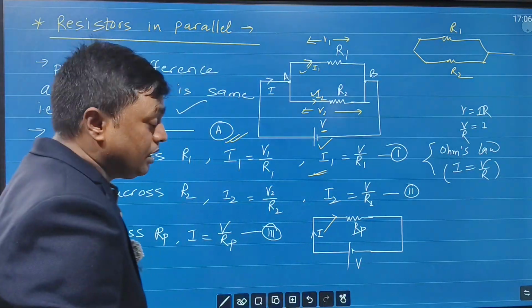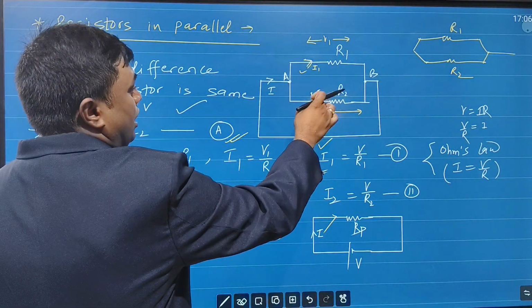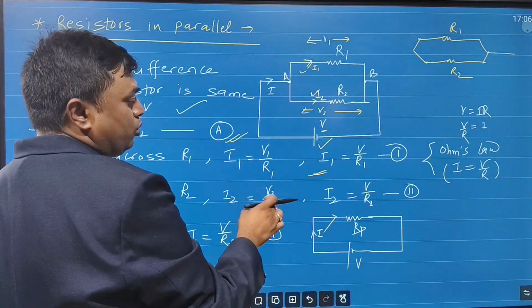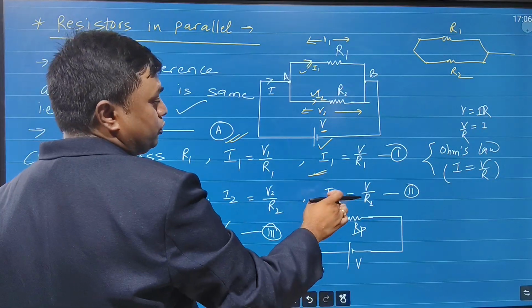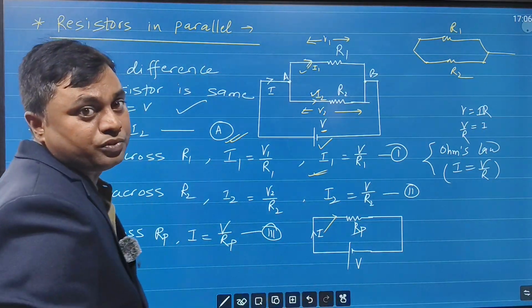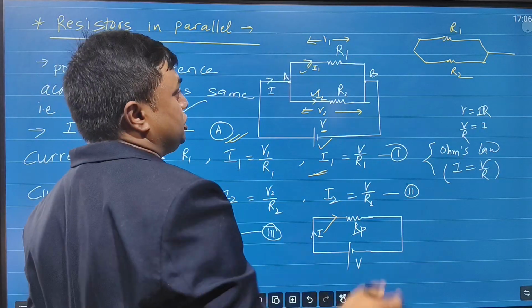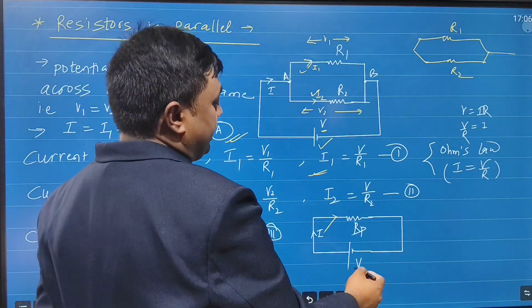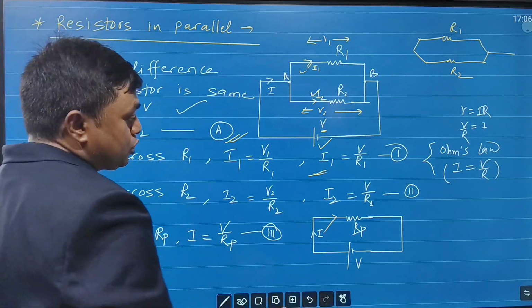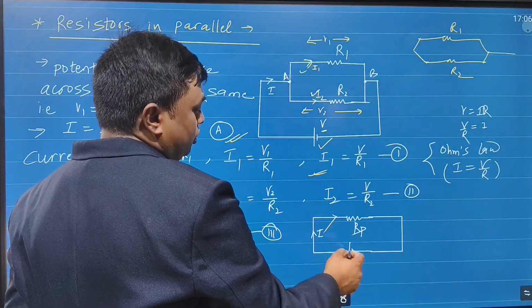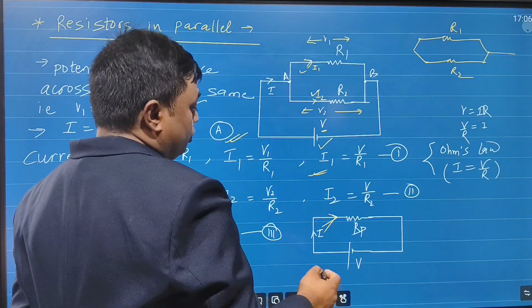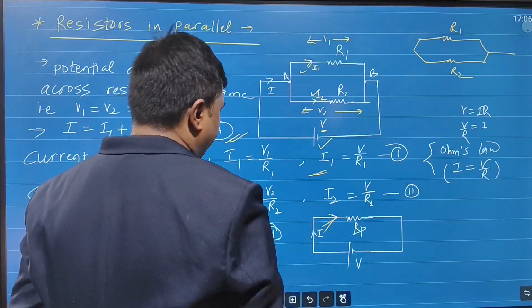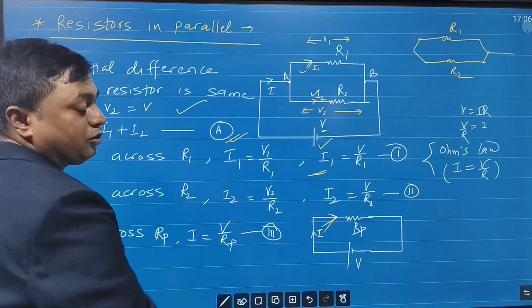Yes. Similarly, what is the current through R2? I2. I2 is equal to V2 by R2. Yes or no? V2 is nothing but V. So I2 is V by R2. Now I am going to remove these two resistors. I want the equivalent resistance value Rp connected to the same V volt. So I current will pass through this. Yes or no? I current will pass through this. So what is the value of I? I is equal to V by Rp. Consider this equation 3.